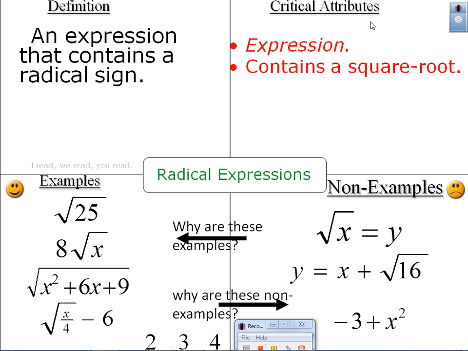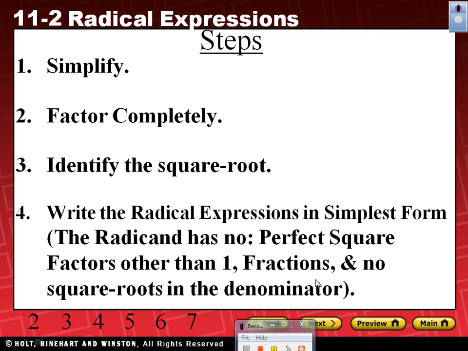Step number 1, simplify. Step number 2, factor completely. Step number 3, identify the square root. Step number 4, write the radical expression in simplest form. What does that mean? And I put it in parentheses: that the radicand has no perfect square factors other than 1 or fractions, and no square roots in the denominator. Copy that, please. Okay, here we go.